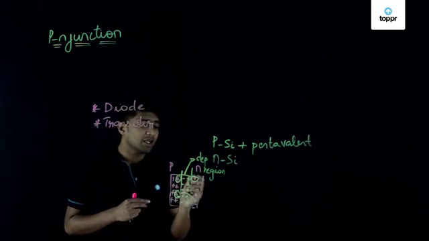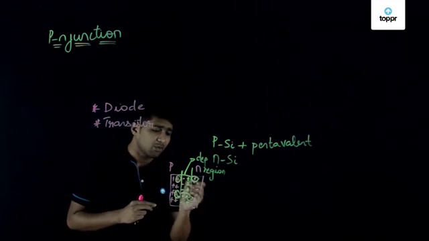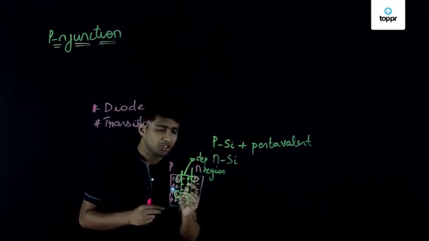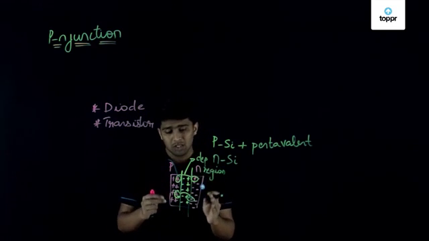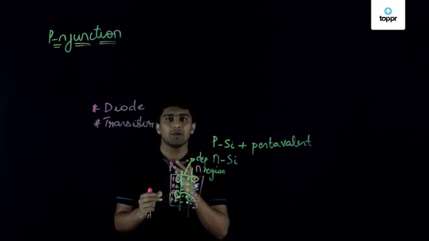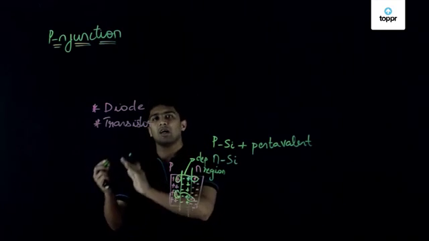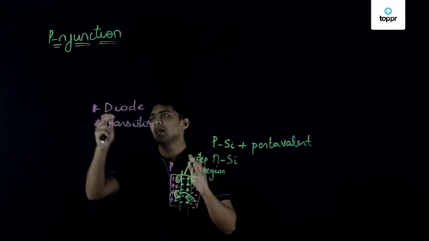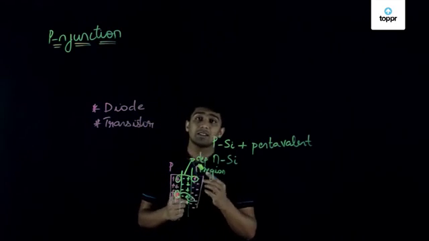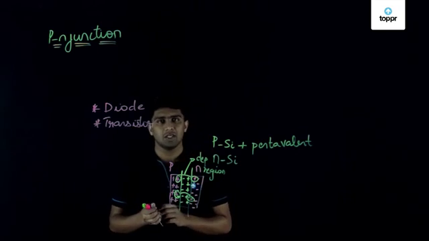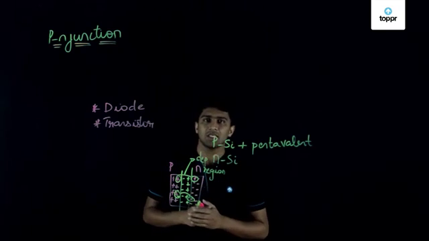So obviously, when there are positive and negative charges, there will be a movement of charges, right? Which means there will be a potential created. By making use of that potential which is created, we can make devices such as diodes, transistors, etc. So this is the importance of a p-n junction, and this is how a p-n junction is formed.